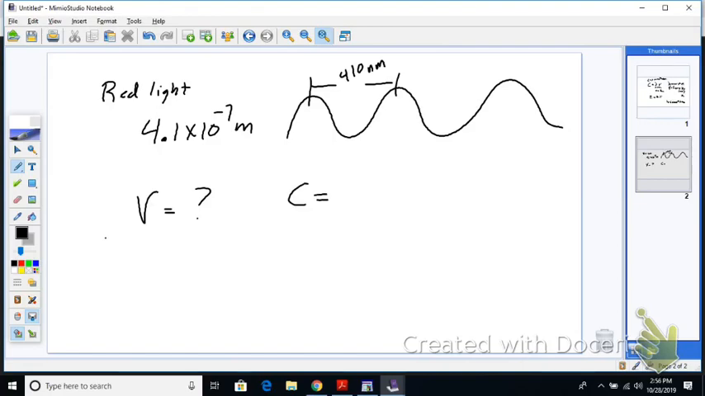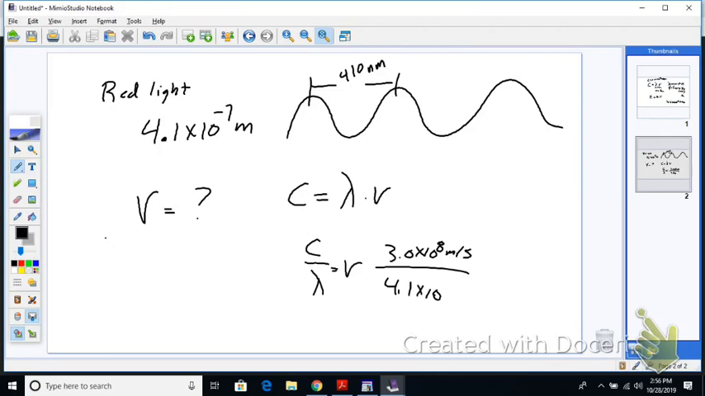The setup you'd have is C equals wavelength times frequency. So then we want to find the frequency. So C over the wavelength gives us the frequency. So it would be 3 times 10 to the 8th meters per second divided by the wavelength, which would be 4.1 times 10 to the minus 7th, and that's the wavelength in meters. Meters cancel out. You've got seconds to the minus 1 as your unit.